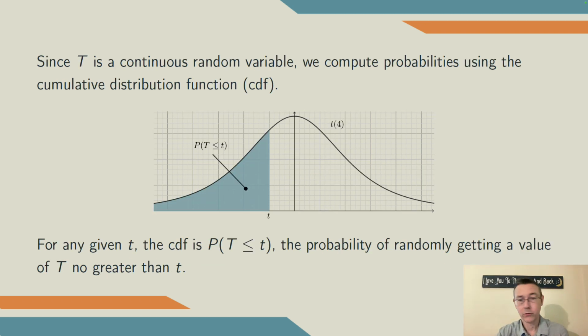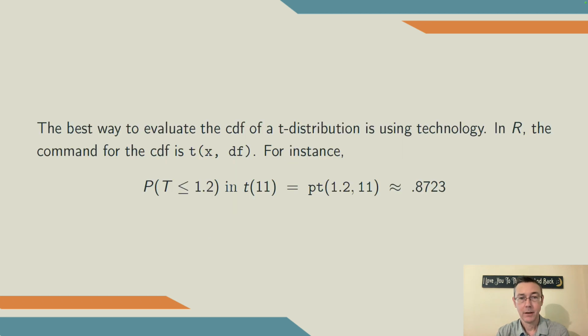Since t is a continuous random variable, as usual, we compute probabilities using the cumulative distribution function, or CDF. And this represents the probability of getting a random t-value less than or equal to whatever t-value, little t, you might specify. I've shown the CDF here, the probability that big T is less than or equal to little t. So as usual, you should compute this using technology. Although tables are available in old school textbooks, I strongly recommend against using those.